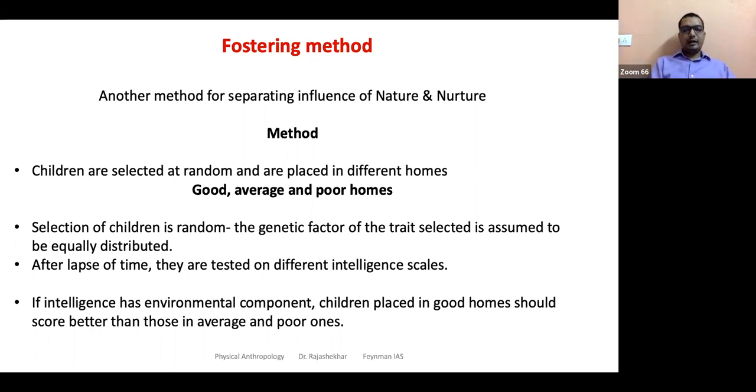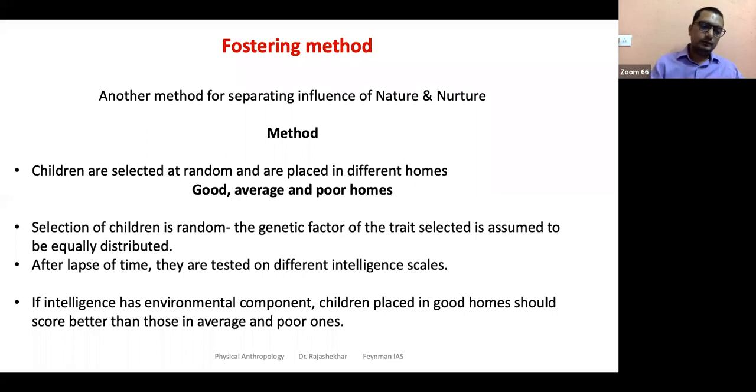And selection has to be random. When you take it randomly, the genetic component should be taken care of because you are not placing a person with good genes or better intelligence in good homes; you're not biasing it. You randomly pick, okay, this person goes to a good home, this person goes to average. You do it in a random manner so that there is equal probability. So no bias should be added with respect to their genes. This should be as random as possible so that environment will have a bigger role than the genes.